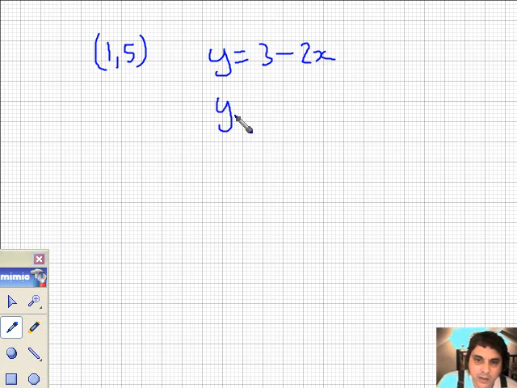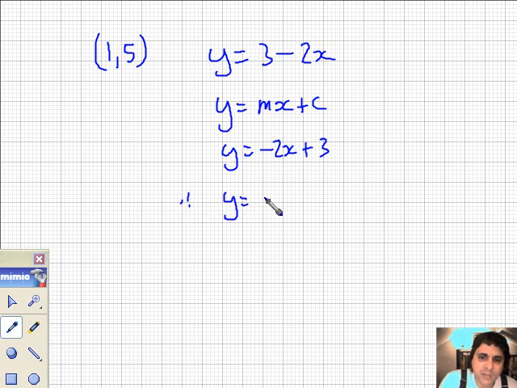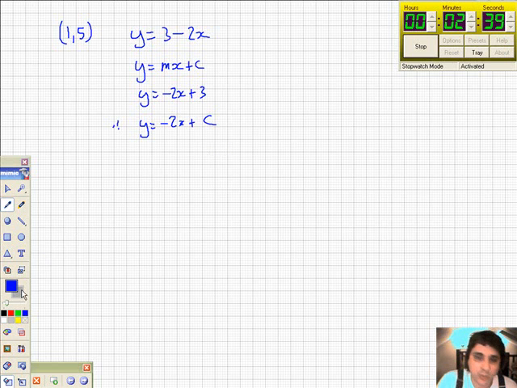Right, here we go. y equals mx plus c, but I don't like it written all backwards, so I'm going to arrange it in this form: y equals minus 2x plus 3, and now I feel very happy that it's lined up properly. Now, to be parallel, my y must be minus 2x plus something, which I don't know yet. So what am I going to do? I want to take my x value and stick it in there, and I want to take my y value and stick it in there.